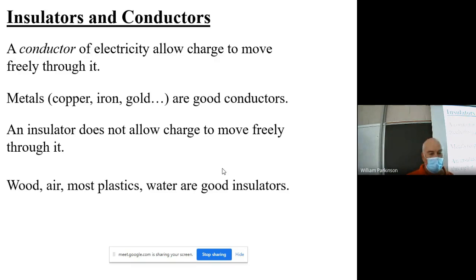Well, mostly plastics are good insulators. Not all, but mostly. Wood turns out to be a pretty good insulator as long as it doesn't have a lot of water in it. Air is a good insulator.